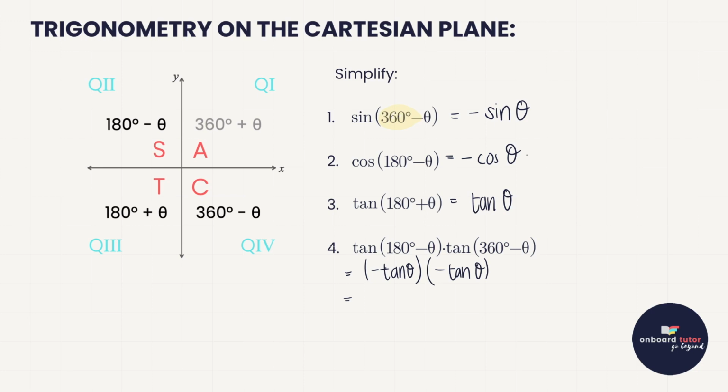Okay, and then this just becomes a simple multiplication. Minus times a minus is a plus. Tan times tan is tan squared. Okay, so tan squared theta. You could also write this, but it's not very common, as tan theta, and then you square that whole thing. Okay, but generally we pop the squared in over there.